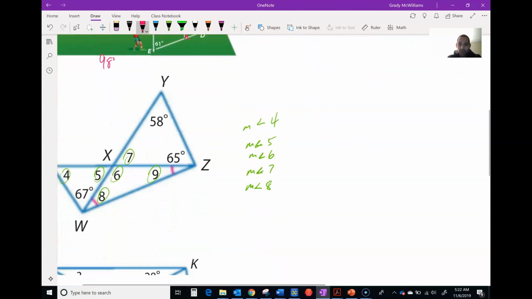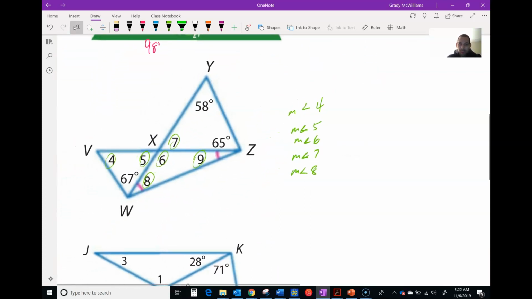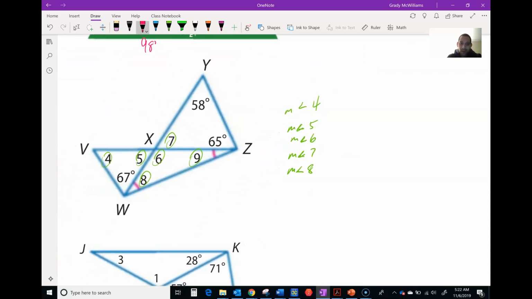All right, moving on. The same idea in this picture. You are trying to figure out all the unknown angles. Remember the ones with degrees we know. This is angle 4, this is angle 5, angle 6, angle 7, angle 8, angle 9. Those are the ones we're trying to figure out. Also keep in mind that these arcs mean those angles are the same thing. These red arcs are congruent to each other.